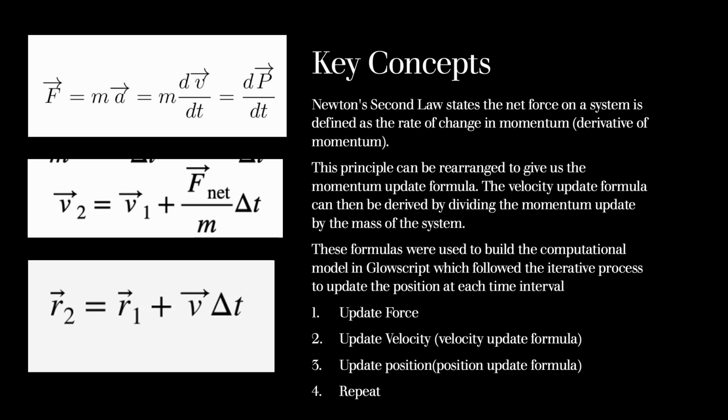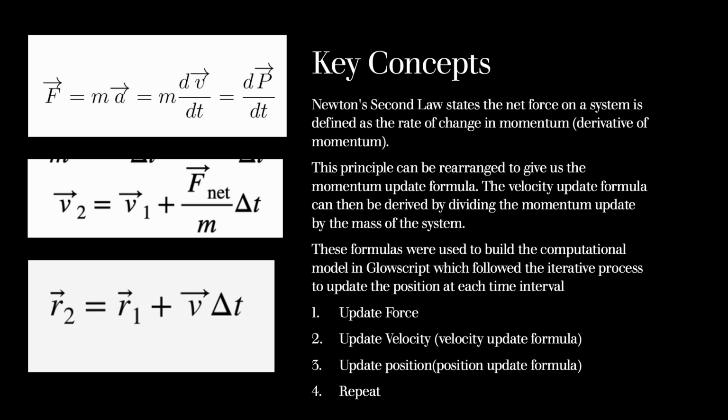Newton's second law states that the net force on a system is defined as the rate of change in momentum, otherwise the derivative of momentum. The derivative of momentum can be rearranged to give us the momentum update formula. The velocity update formula can then be derived by dividing the momentum update formula by the mass of the system.